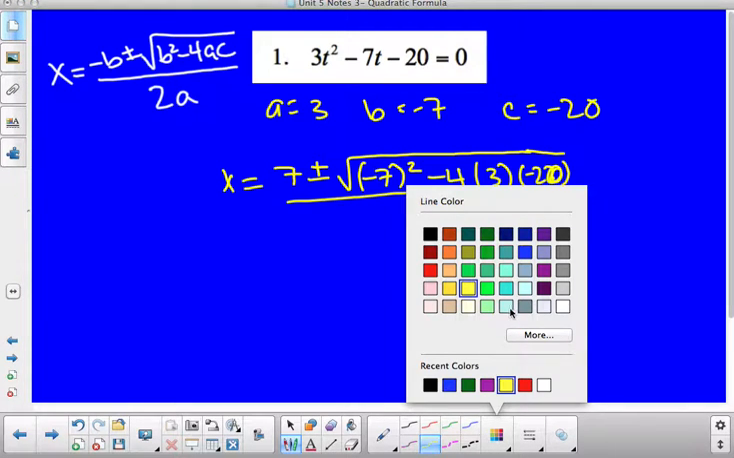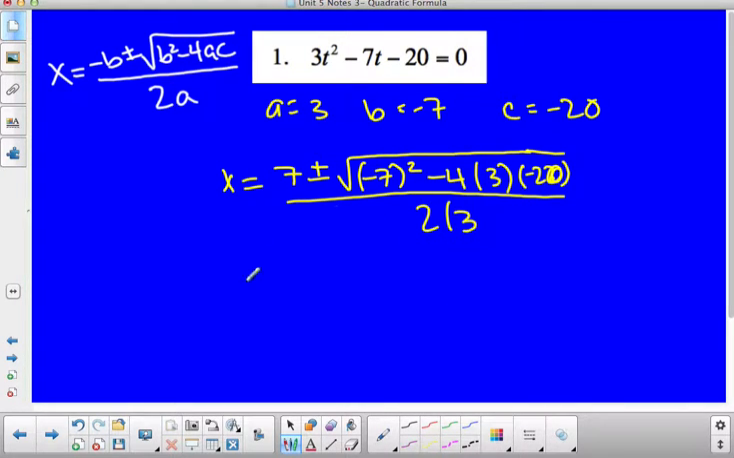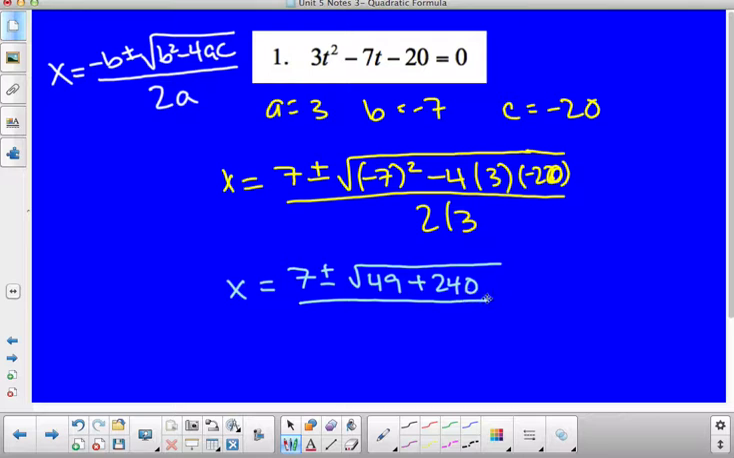And you can just watch me simplify. It gets kind of crazy in here. So I've got to start underneath the radical. I've got 7 plus or minus the square root of 49, because -7 squared is +49, and then -4 times 3 times -20 is +240, all over 6. Sorry, I forgot to close my parenthesis there. 2 times 3 gives me 6.